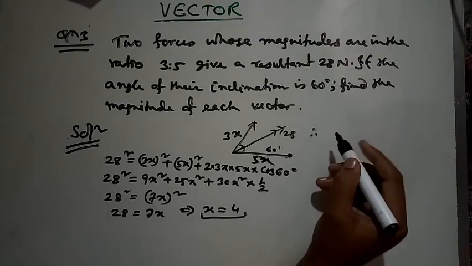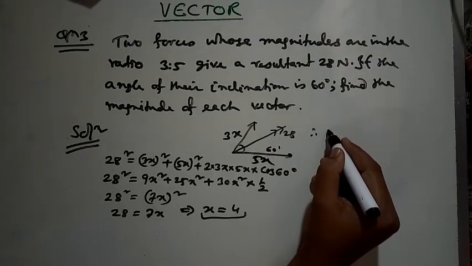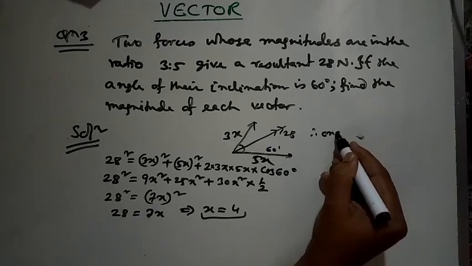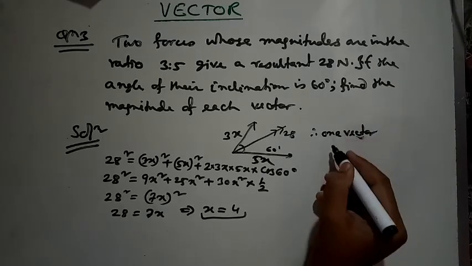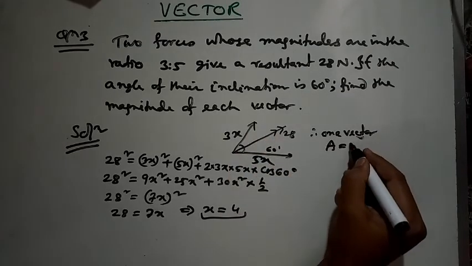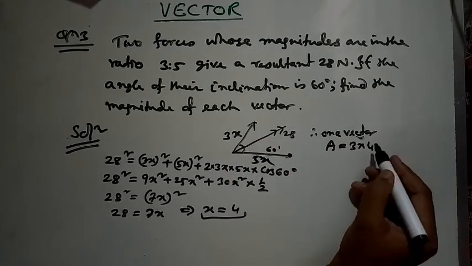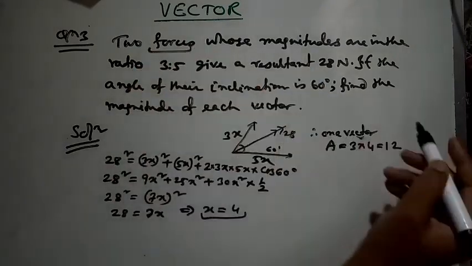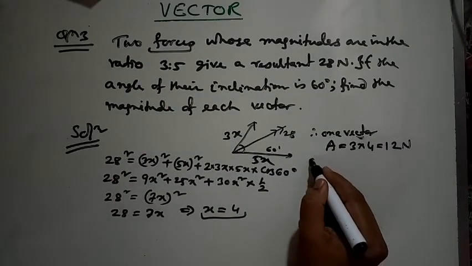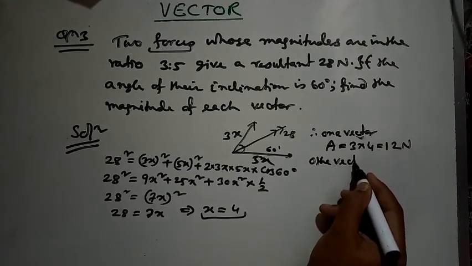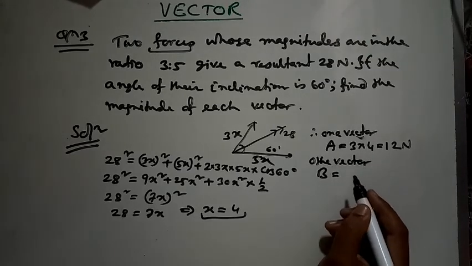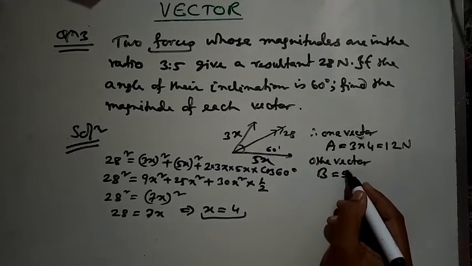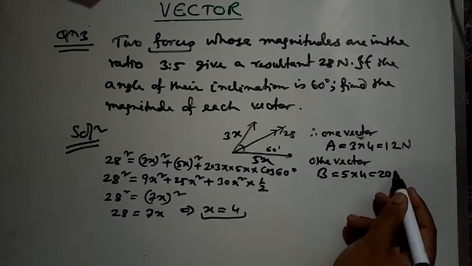Therefore one vector A is equal to 3x, 3 into 4, so that is 12. As x is in Newton, you can write 12 Newton. And the other vector B is 5x. X was the common factor between them, so 5 into 4, that is 20 Newton.